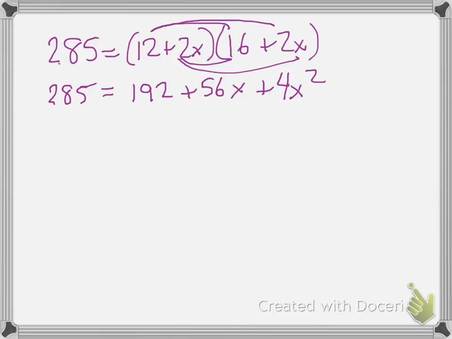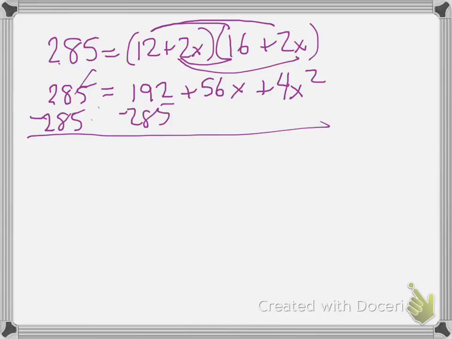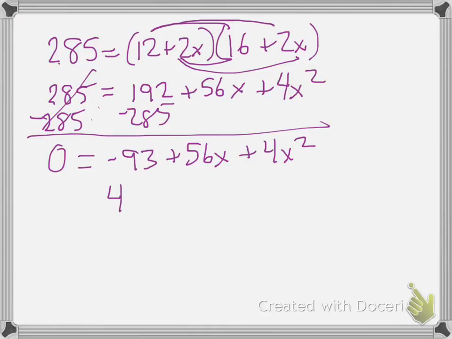So now I know that I'm dealing with a quadratic, so I need to set it equal to 0 and either factor it or use the quadratic formula. I'm going to subtract 285 to set this equal to 0. That gets me negative 93 plus 56x plus 4x squared. I'm going to rewrite that in descending order, but you wouldn't have to. It just sometimes helps with plugging in the a, b, and c to the quadratic formula.